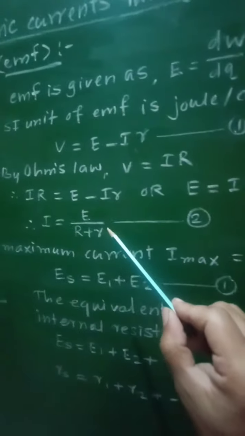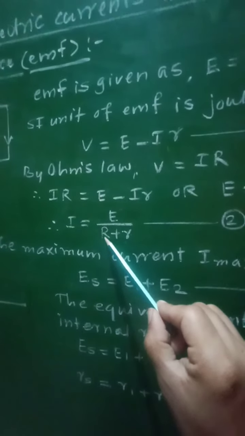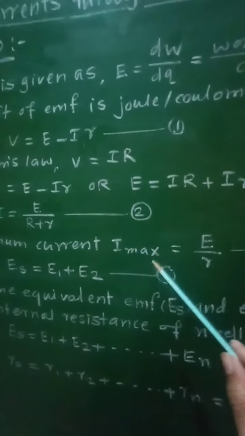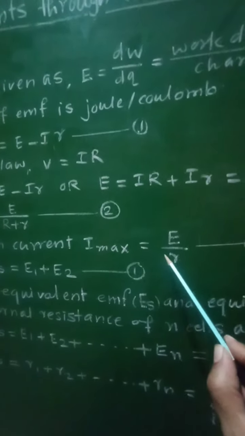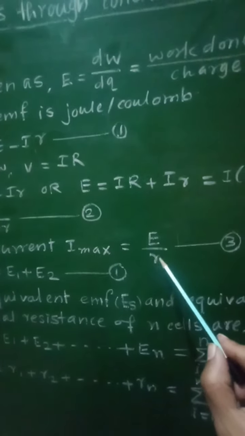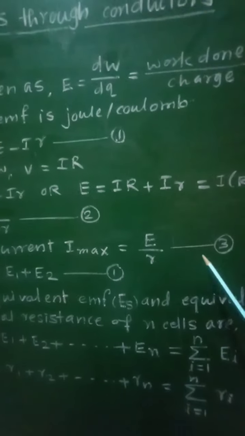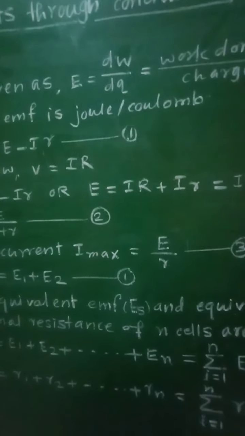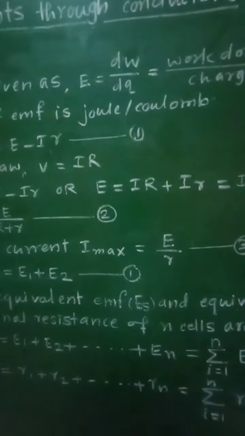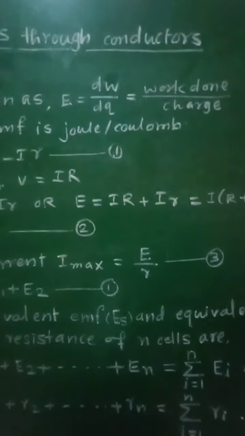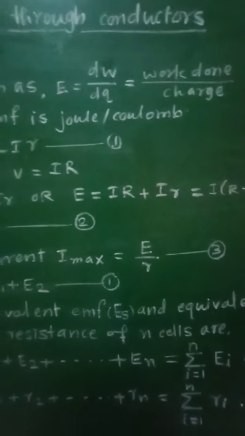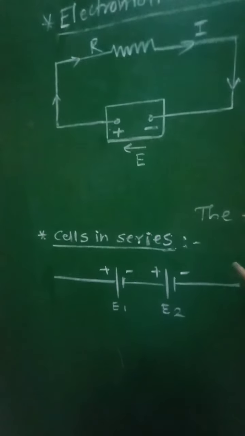If the external resistance R is equal to 0, the current will be maximum, that is I max equal to E upon r, equation number 3. So this equation gives the maximum current drawn by that device when the external resistance of the circuit is equal to 0. And now let us see the combination of the cells.